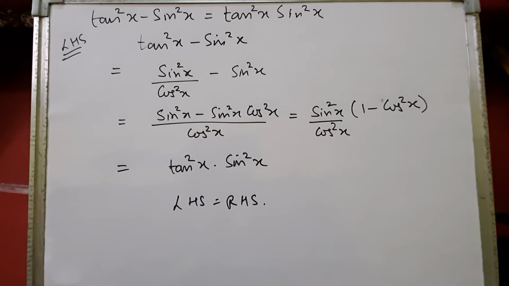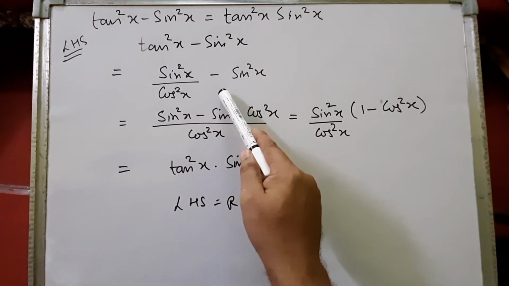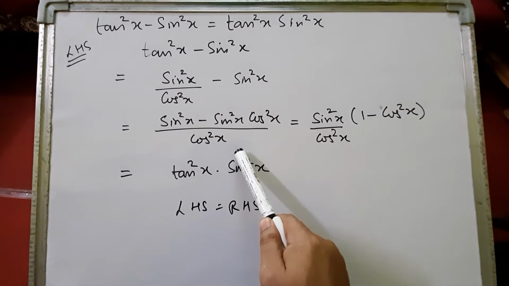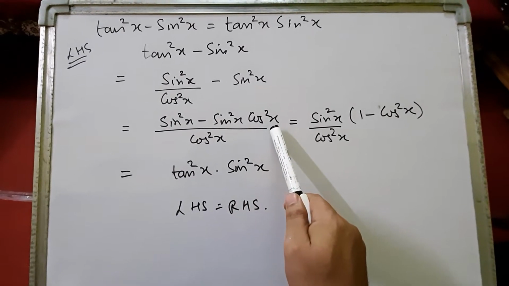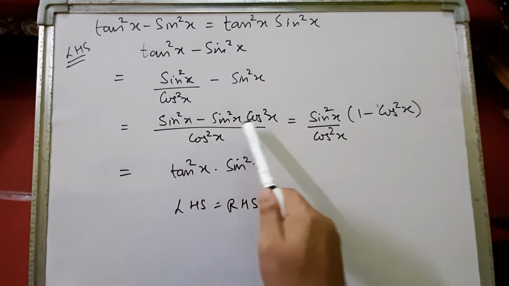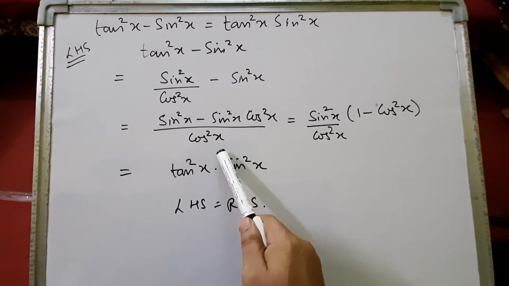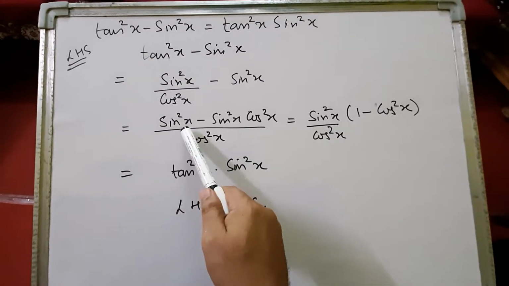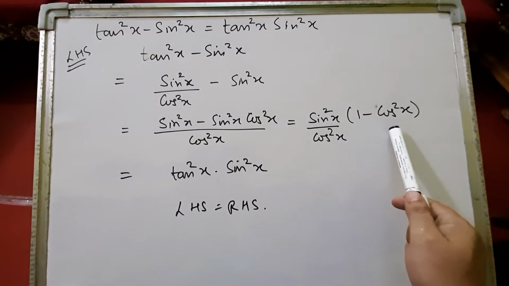Let's pick up the LHS, the left hand side. Tan square x minus sin square x. Tan square x can be represented as sin square x upon cos square x, and this is sin square x. When we take the LCM cos square x, it will become sin square x minus sin square x cos square x. Now you can see that we can take sin square x common. So we'll take sin square x common from here, and cos square x. So it will become sin square x upon cos square x, and in the bracket what is left? Here it will be 1 left, and here it will be cos square x left. So in the bracket 1 minus cos square x.